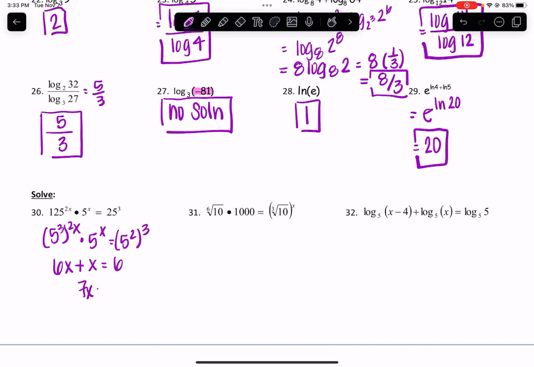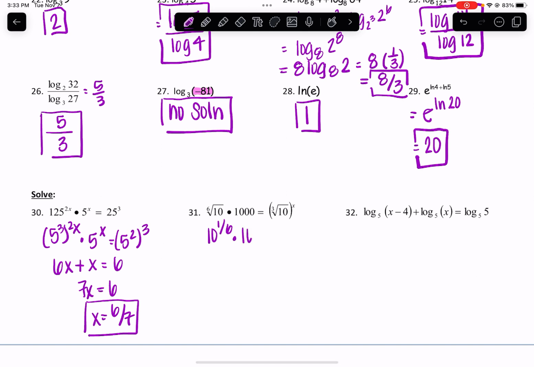That becomes 7x is equal to 6, so x is equal to 6/7. And then I would type it in my calculator and I would check it. Or, no, that's what I would do.